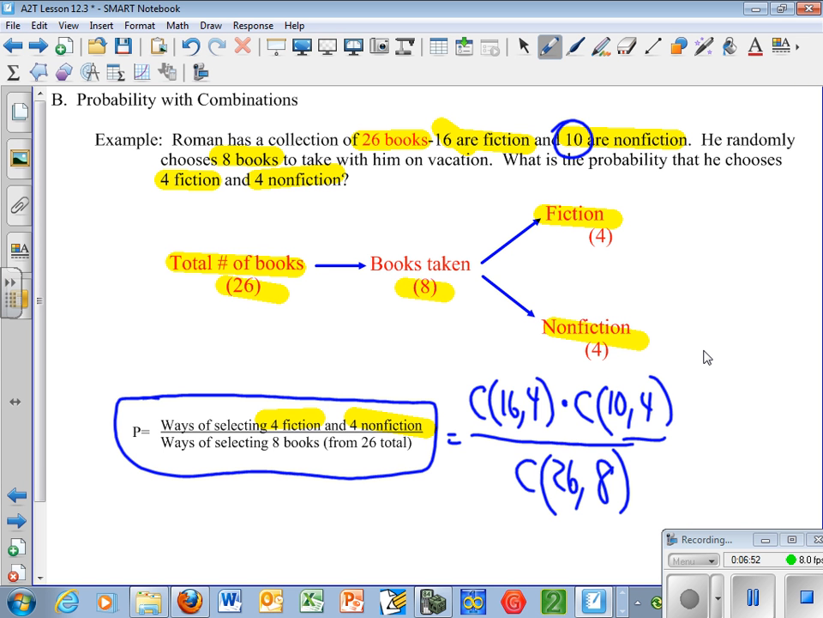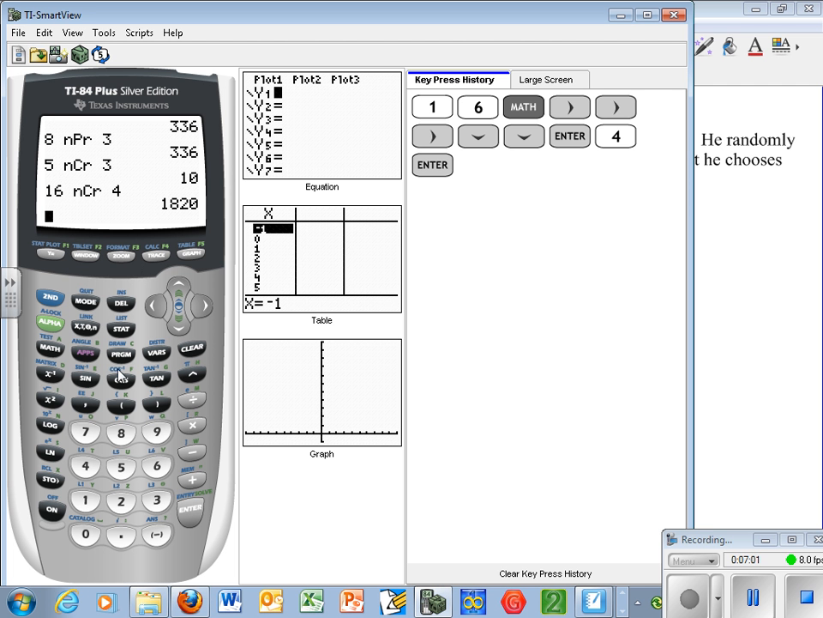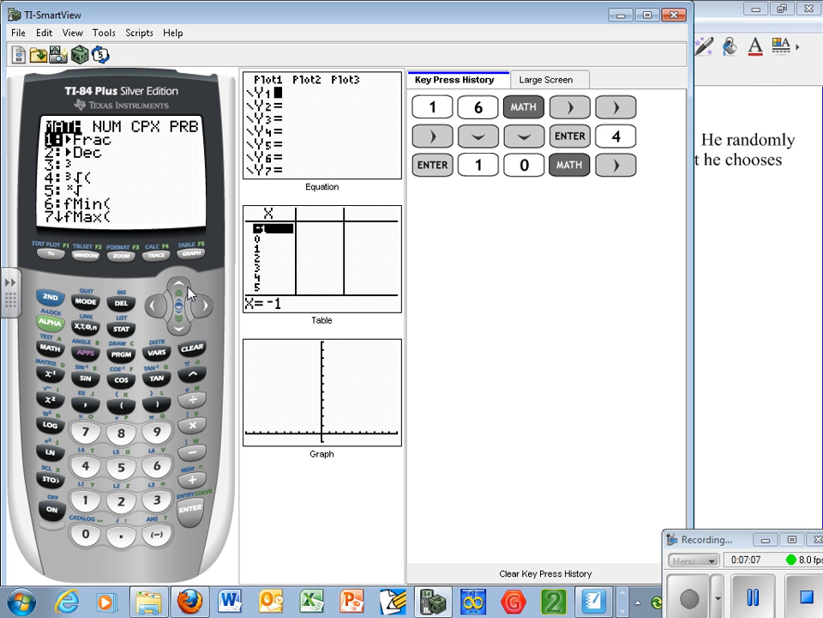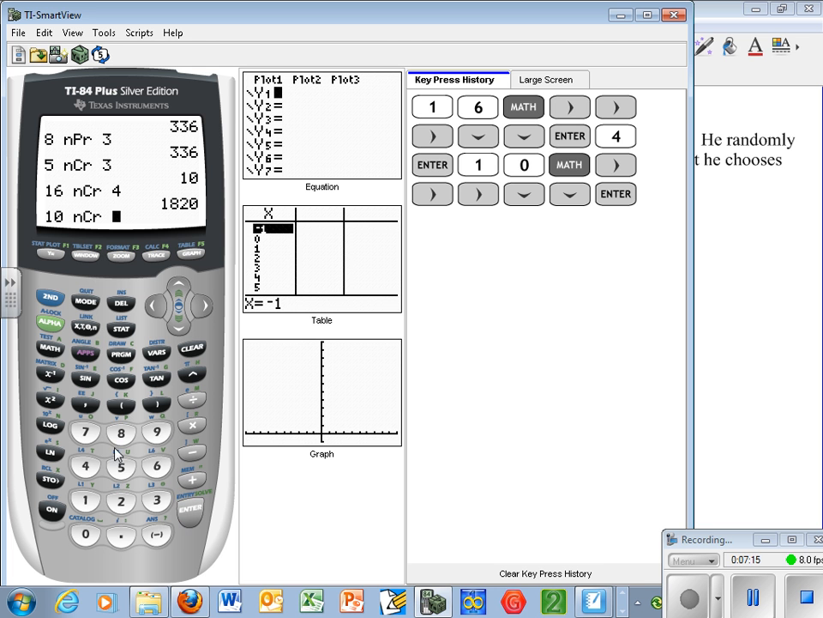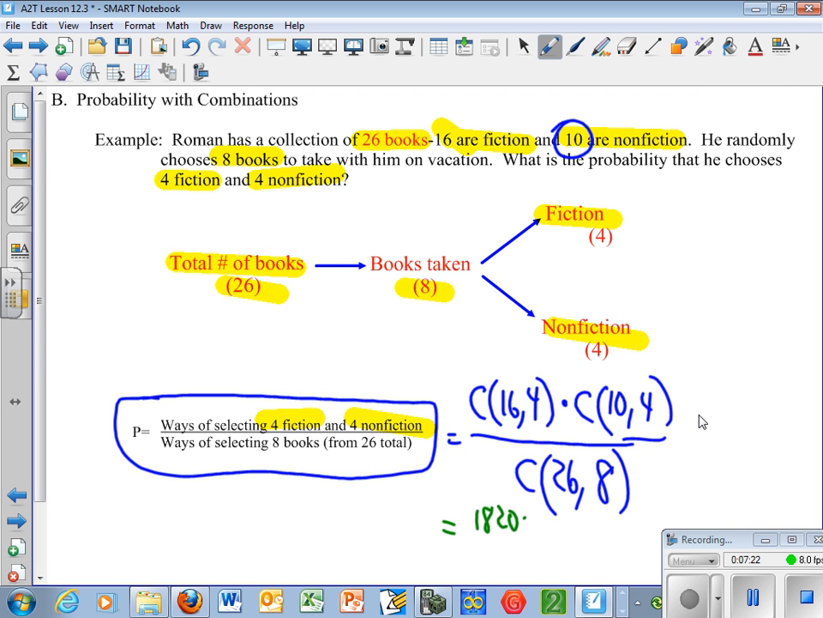So here's what we have. We really have 1820. Now let's do number of combinations, 10, choose 4 on our calculator. So 10, math, probability, combinations, enter, and 4, enter. That's 210. So if we go back, that's times 210.